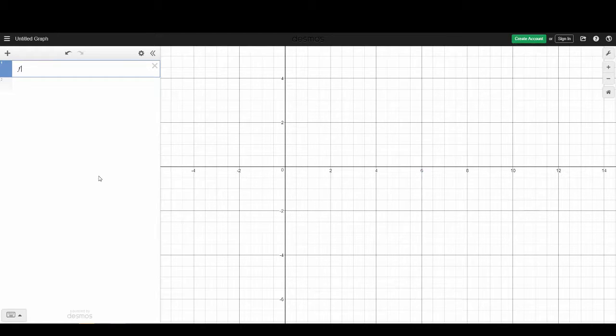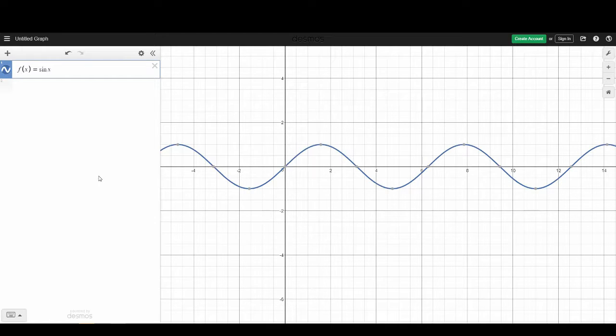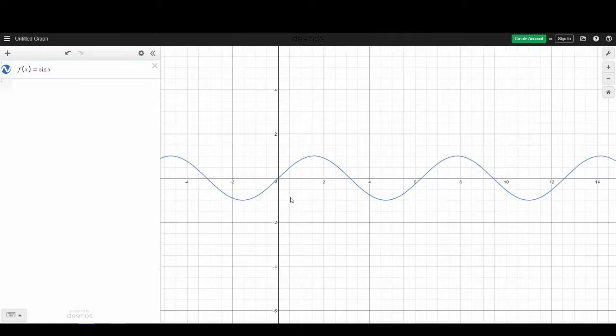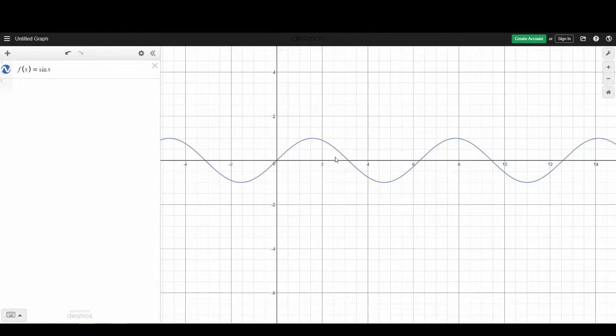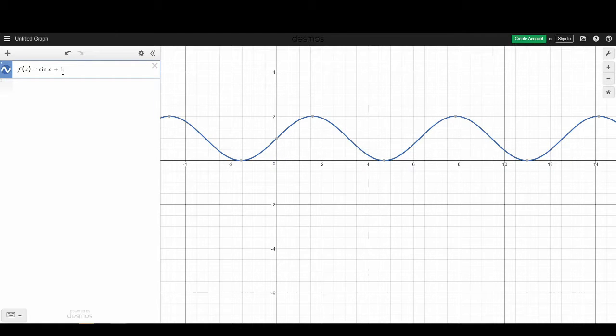Let's first define a function, f of x equals sine of x. And we're going to use this sine x function to show you how transformations of these graphs work. So the first thing you might want to do is shift this graph around, or translate it, which is the technical term. We want to transform this function, and to do that, we can just add a constant to the end of it, say 1.